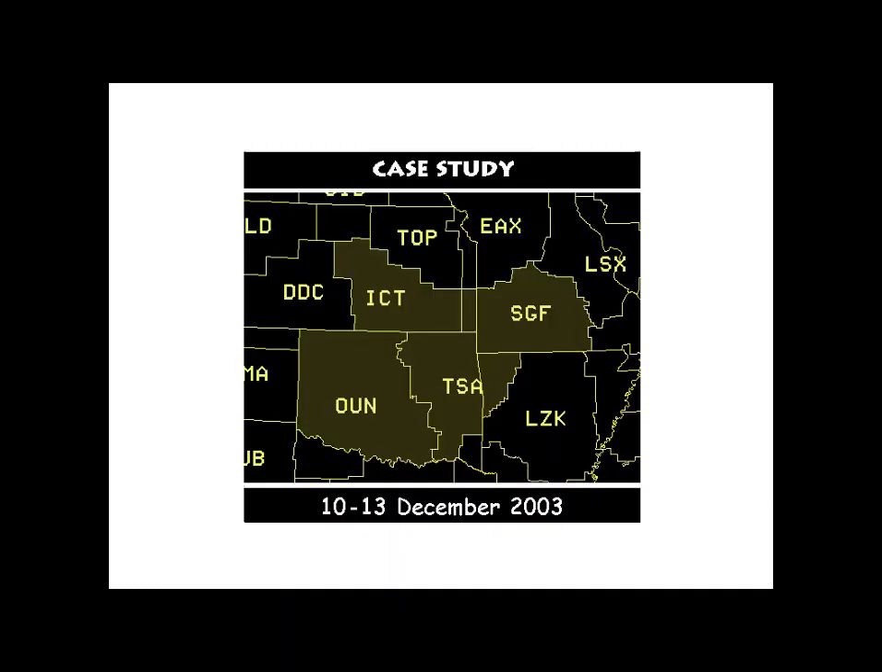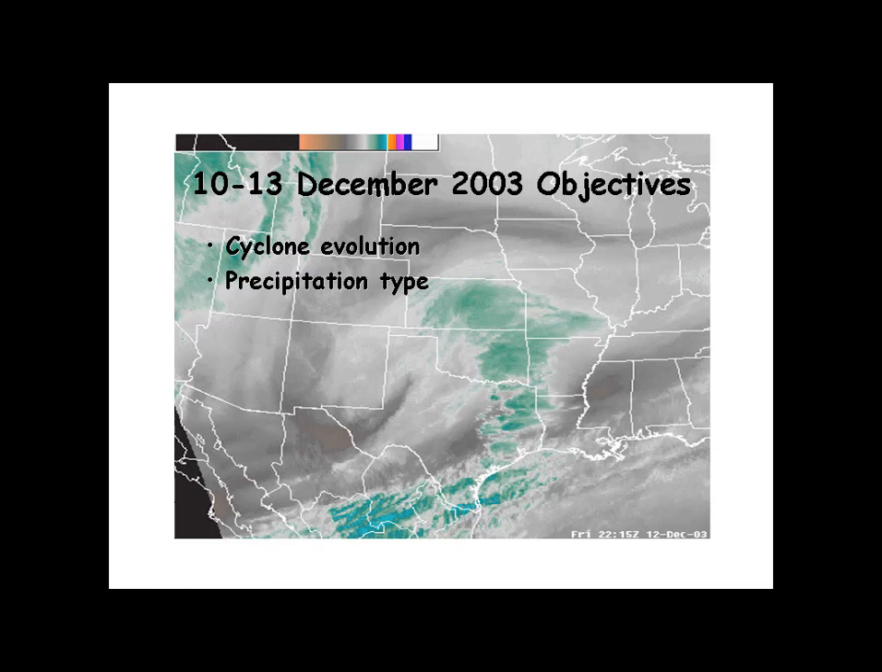Here's our last case study from 10 to 13 December 2003, and we'll be forecasting for the area shaded in here with a special emphasis on Tulsa, Oklahoma, which is right about there. Our objectives here are to follow a cyclone and its evolution, and most importantly, look at the precipitation type forecast here.